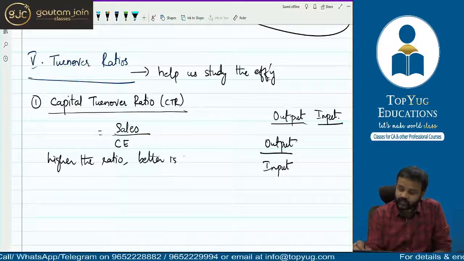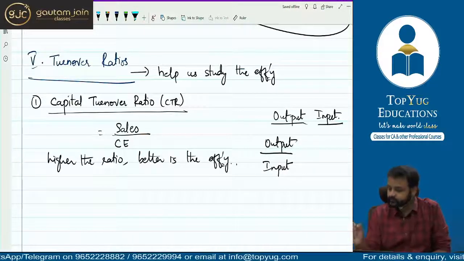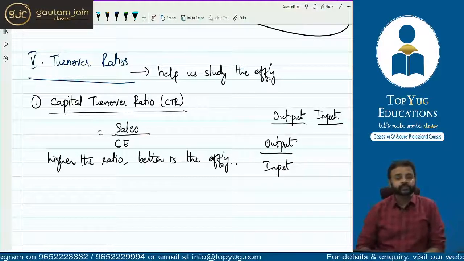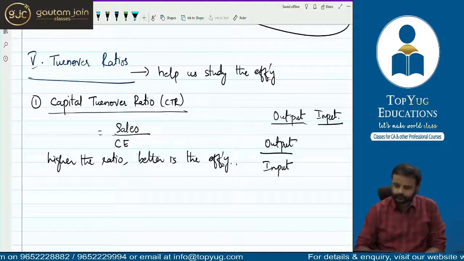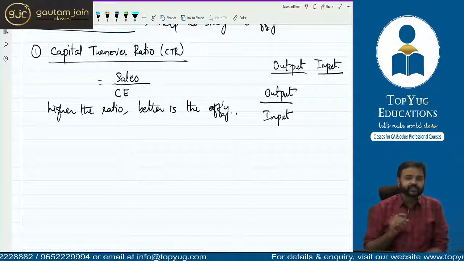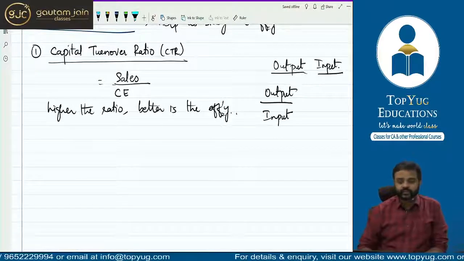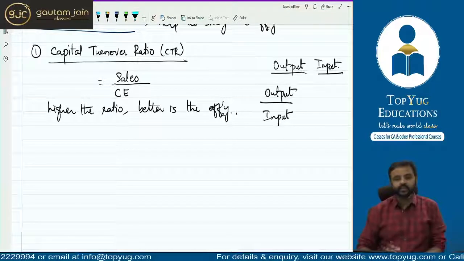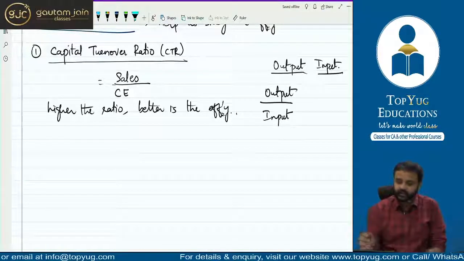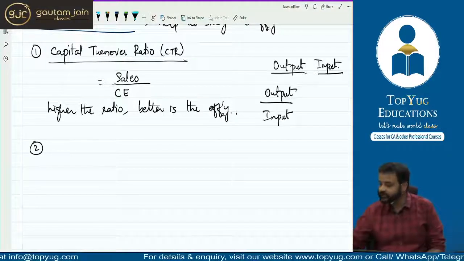Better is the efficiency. So as such, there's no standard 20%, 30%, nothing of that sort. Okay, 100% and all. But higher is always better. Right? Higher shows more and more efficiency is there. So this was the first turnover ratio which we have taken. Now let's go for the next one.